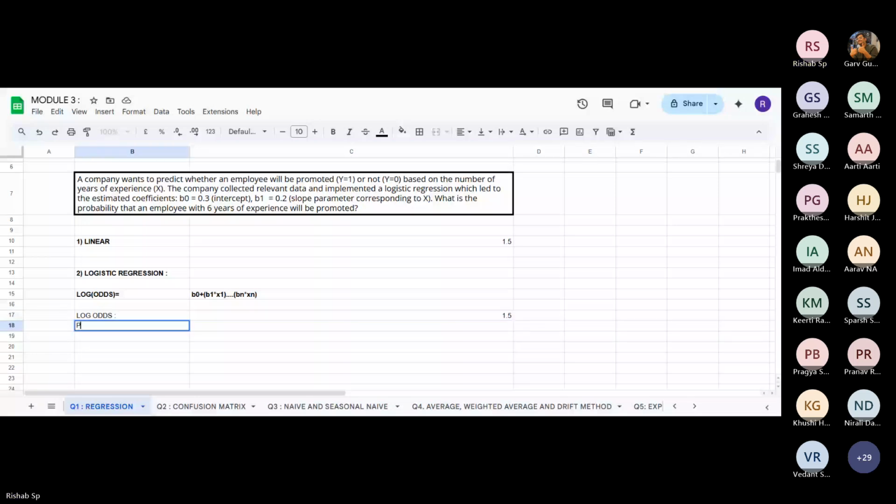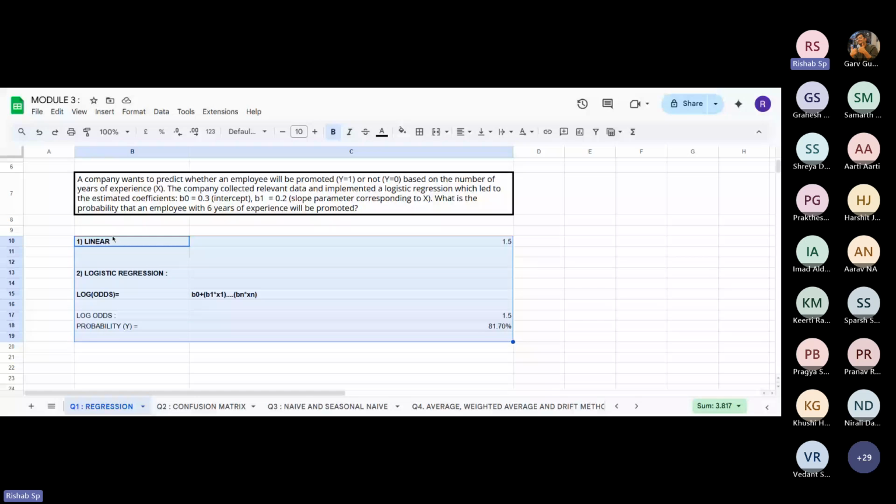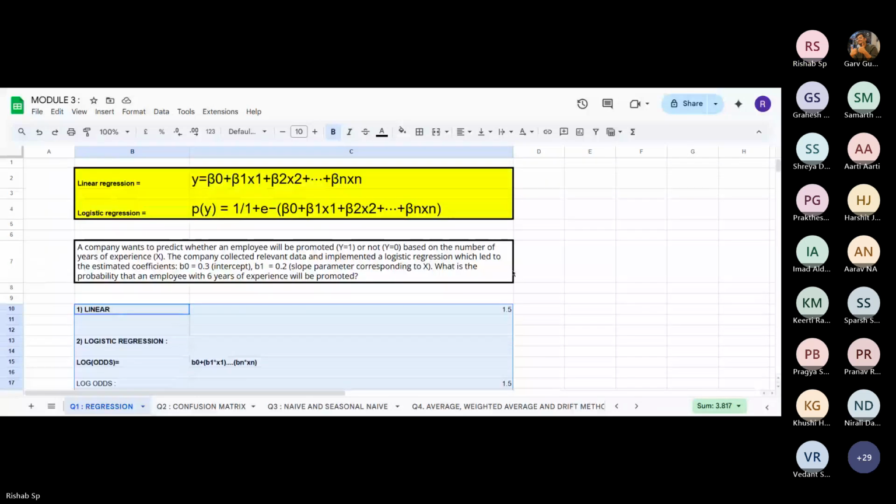The logistic probability of y is equal to 0.817. In percentage terms, we can conclude that there is an 81% chance that if an employee works for 6 years, he will get promoted. That's our conclusion. So we've solved both linear regression and logistic regression in this question itself. Fine.